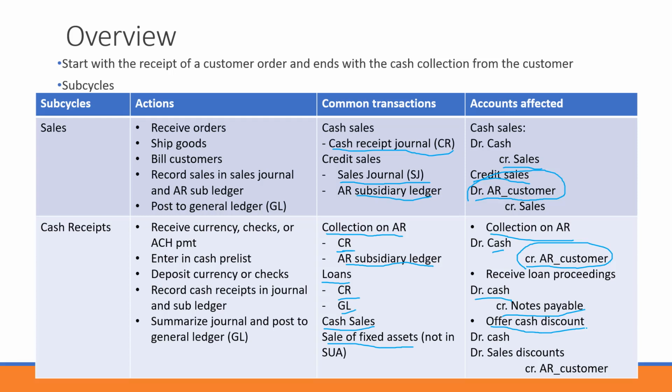The cash discount is a discount that the company offers to encourage sooner cash payment. So when the customer makes payment within a certain cutoff period, then the company offers a cash discount. They record this cash discount using this journal entry: debit cash, debit sales discount, and credit accounts receivable for that customer. Okay, so those are the common journal entries that you will use for SUA.